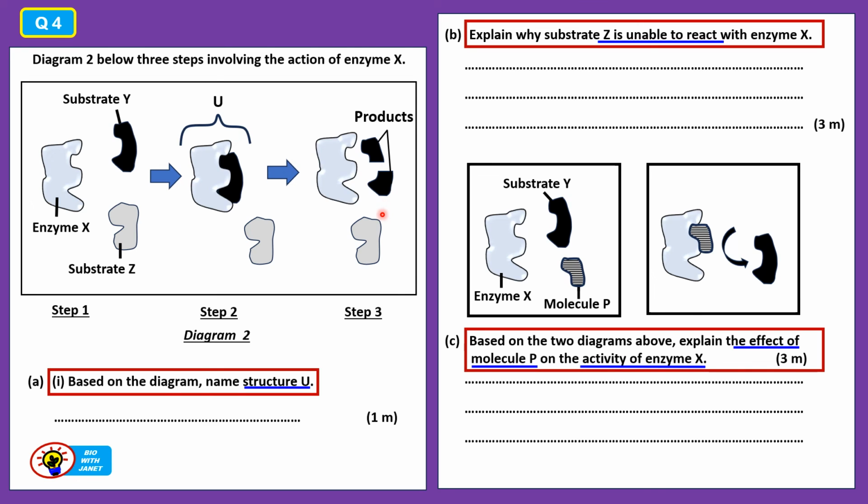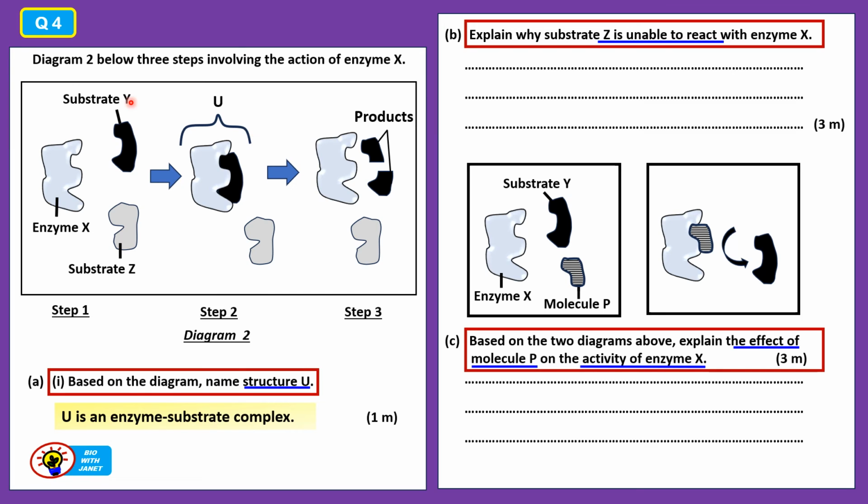So this is again the lock and key hypothesis. Now, based on the diagram, state structure U. Okay, what is this whole structure U called? Yes, it is the enzyme substrate complex, right?